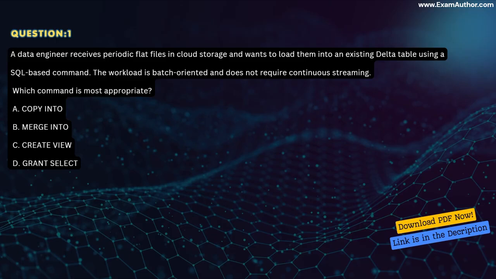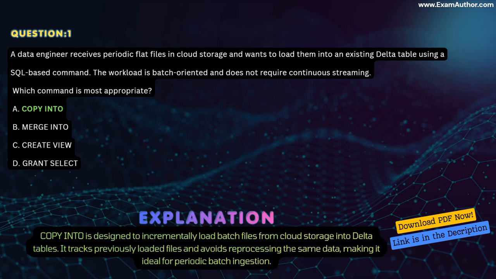Correct answer A. Copy into. Explanation: Copy into is designed to incrementally load batch files from cloud storage into Delta tables. It tracks previously loaded files and avoids reprocessing the same data, making it ideal for periodic batch ingestion.